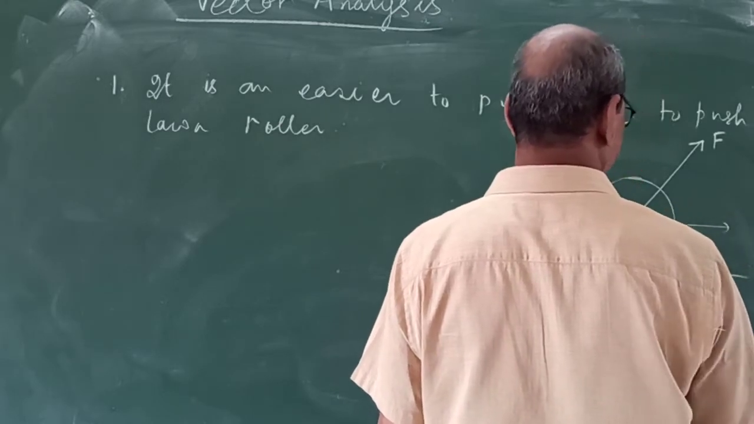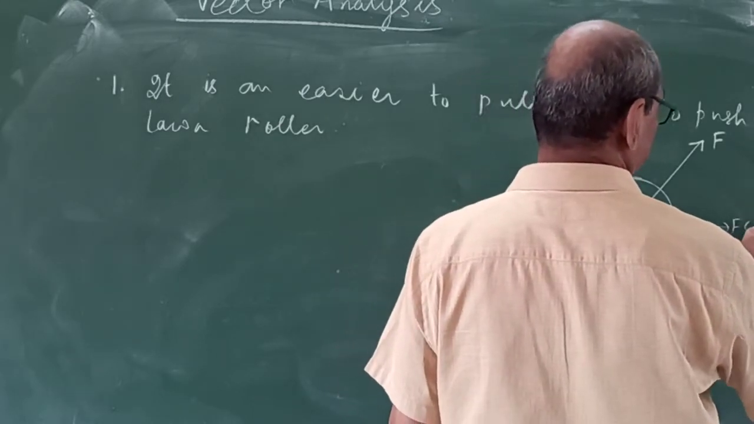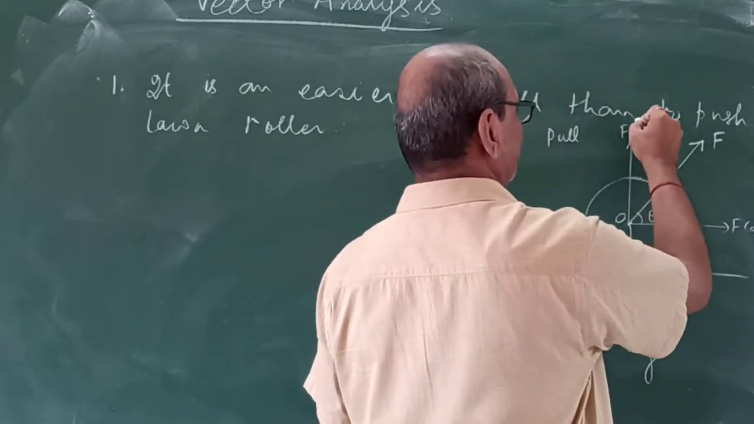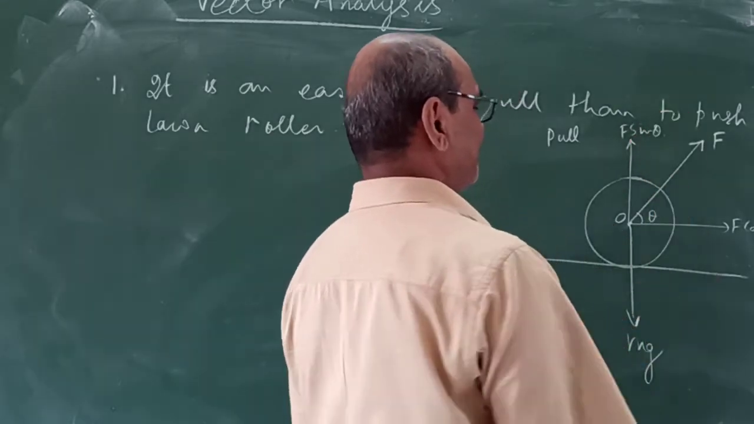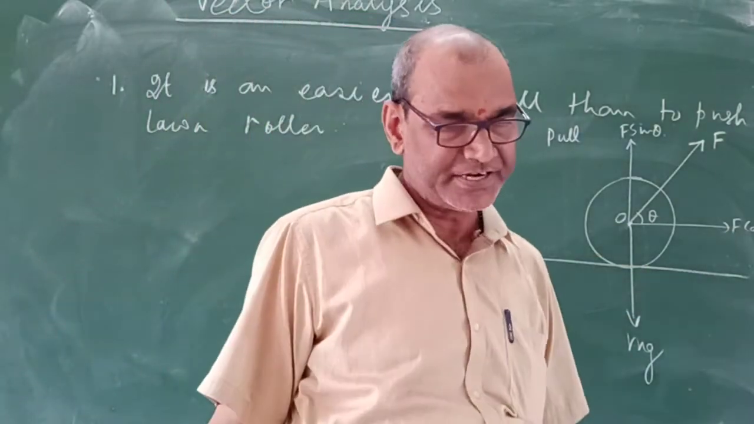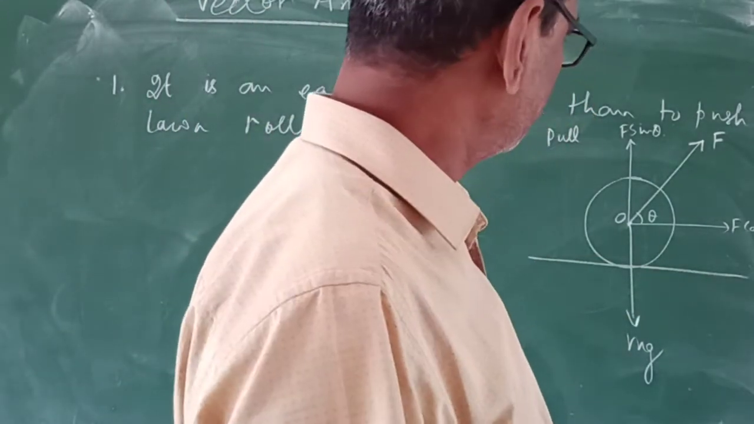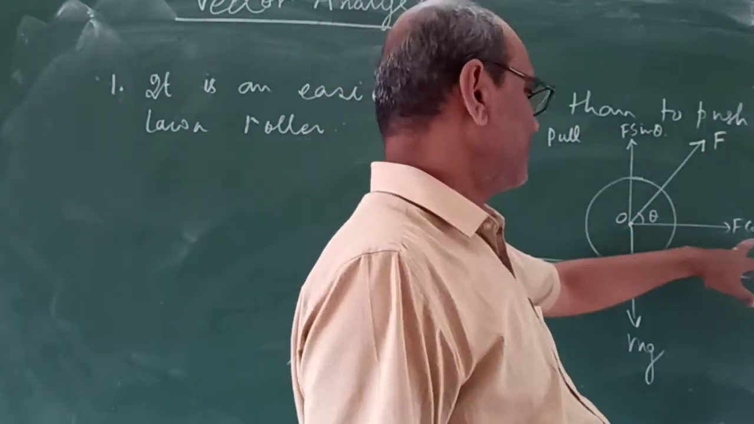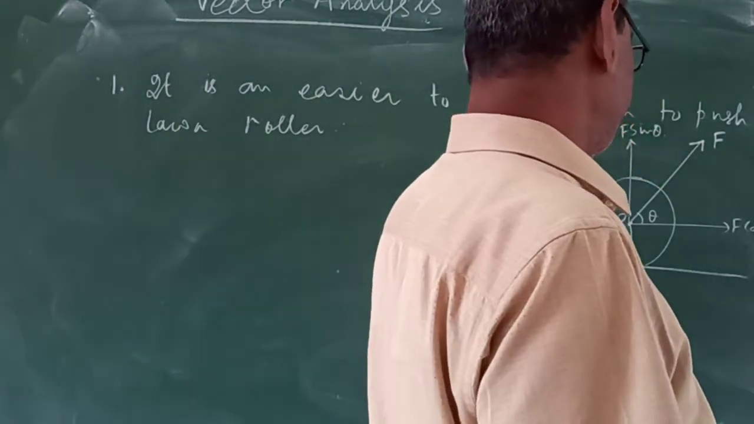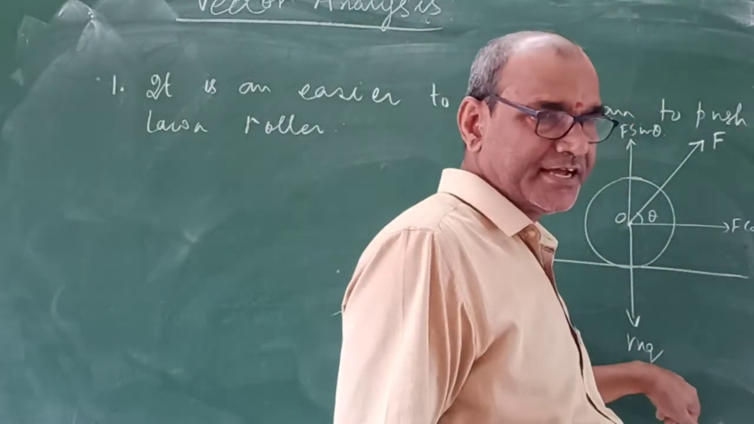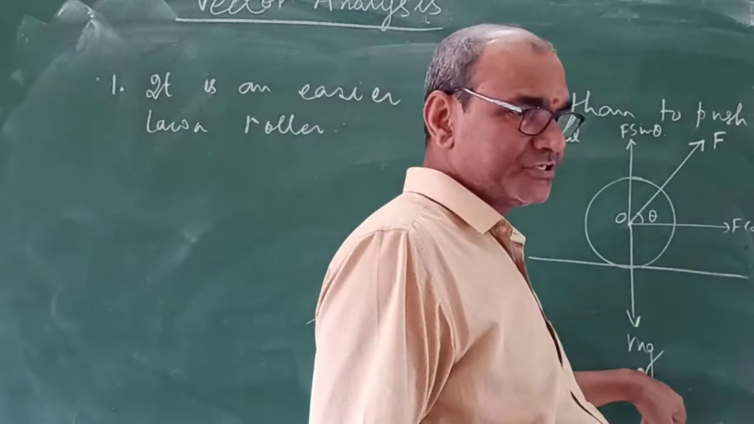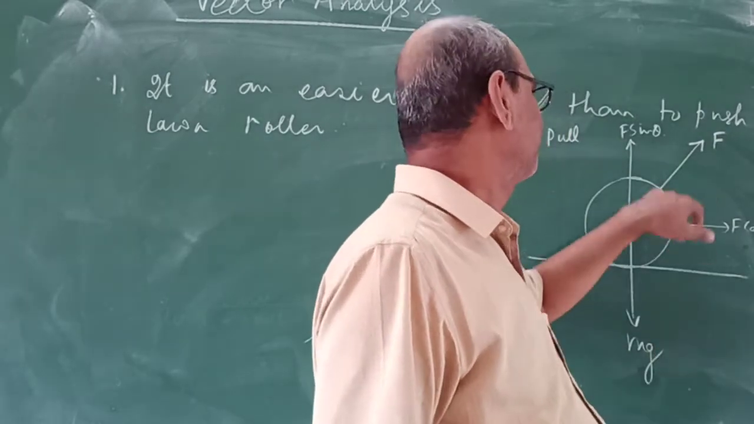One is F cos theta, the X-axis component. The Y-axis component is F sin theta. Is it clear? Now, how much does the effective weight of the roller become? F cos theta is the horizontal component, F sin theta is the vertical component, and the force due to weight, mg, acts in the downward direction. All of you know that.